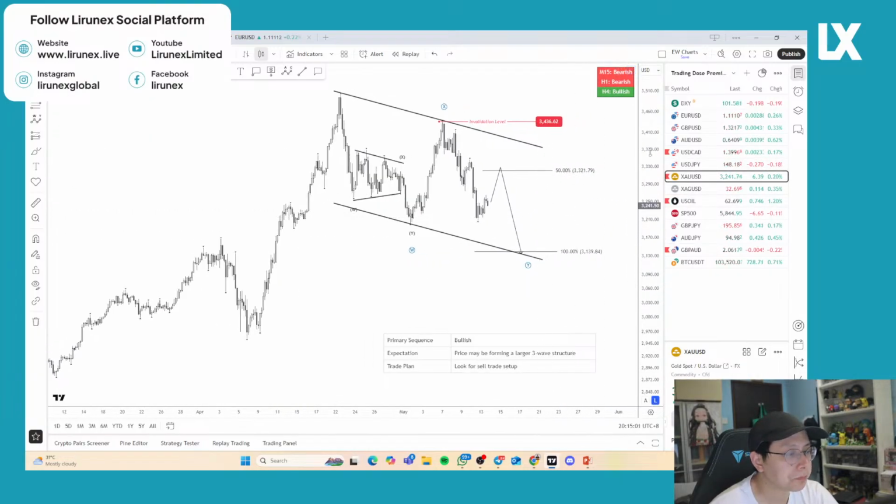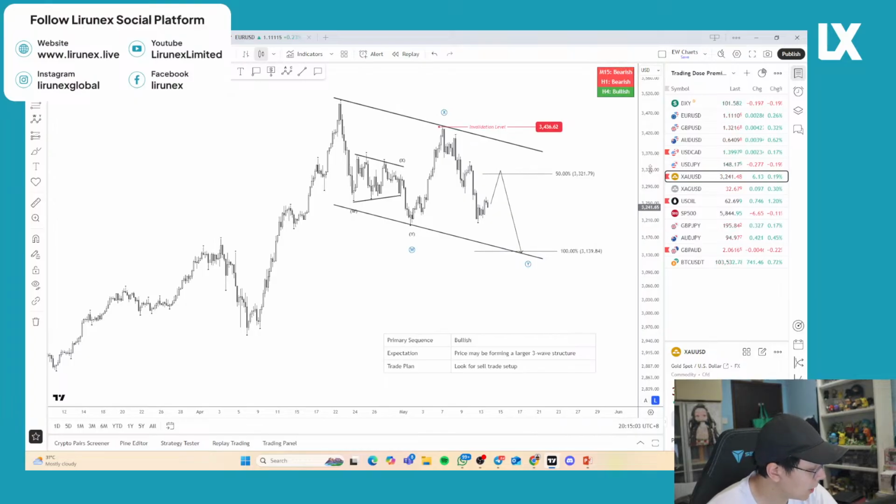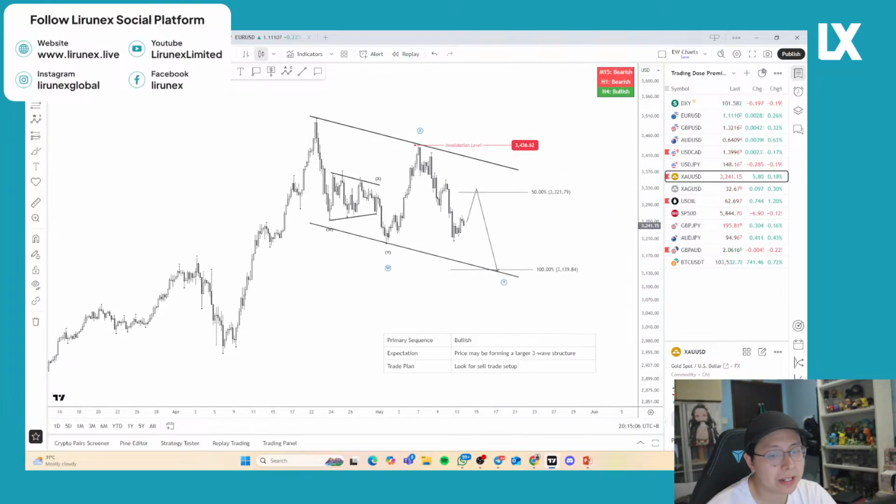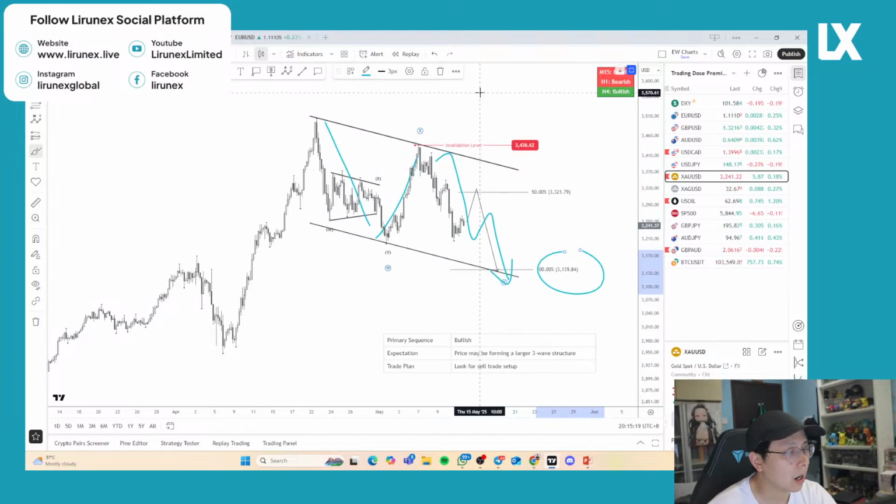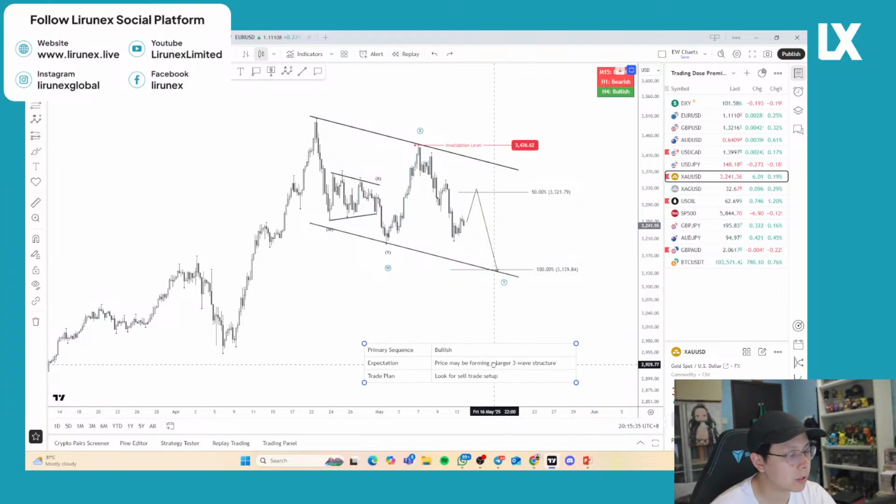Then we have gold. Gold over here, we are expecting the simplest structure, which is basically just a three-wave move. So we have 1, 2, and then we expect this to come down 3. Current target for gold short term is for price to continue lower towards 3140, and after which maybe upside. But for now, short term the expectation is a three-wave larger structure and then look for a sell setup.